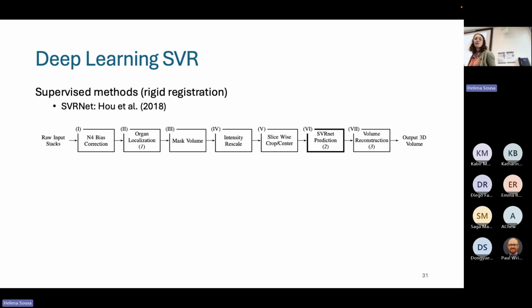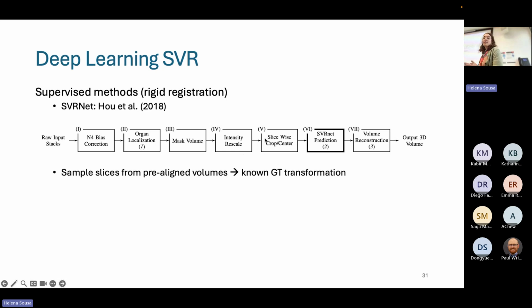SVRNet is actually not fully deep learning. Effectively they have a network with the goal of improving the initial alignment of your slices to the reference space, and then using these corrected slices as input to the classical SVR algorithm. The use case for this was for data that is very motion corrupted, where classical SVR fails. But I thought I'd explain this method because it's a baseline that a lot of the references that me and Helena will be talking about build on.